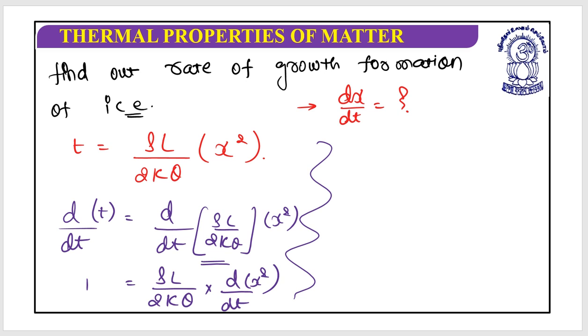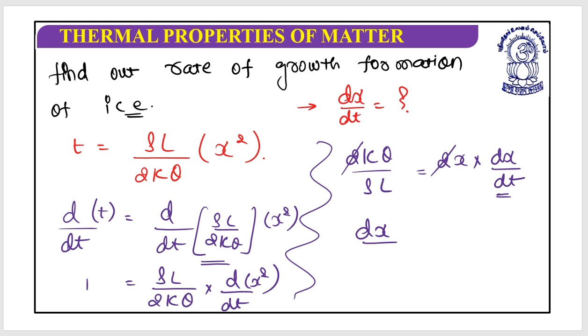This could be written as 2k theta by rho into L is equal to d by dt of x square, which is 2x into dx by dt. This 2 could be gone, and this is the growth, or I should say the rate of growth. This is dx by dt, that could be written as k theta divided by rho into L into x.